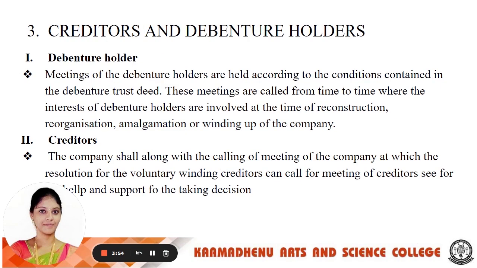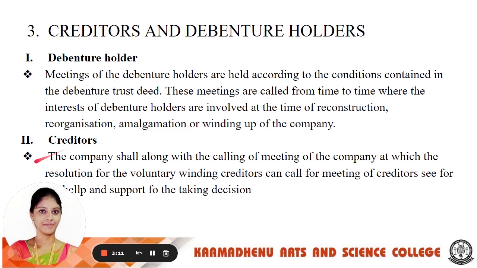Next, we are going to see about creditors and debenture holders. The first one is the debenture holder. Meetings of the debenture holders are held according to the conditions contained in the debenture trust deed. These meetings are called from time to time where the interests of debenture holders are involved, at the time of reconstruction, reorganization, amalgamation, or winding up of the company. If debenture holders of the company have any issues, or if any alteration arises in the conditions of the debentures, it will be discussed in that meeting.